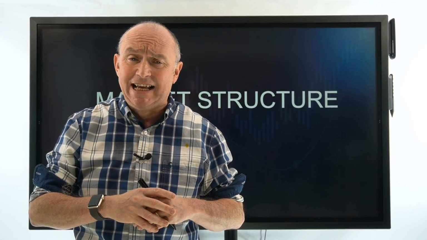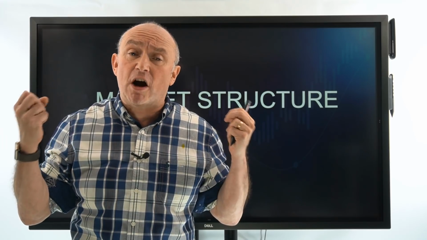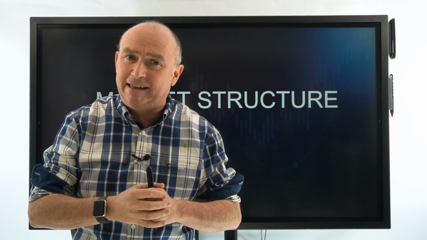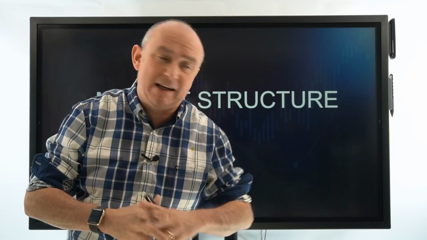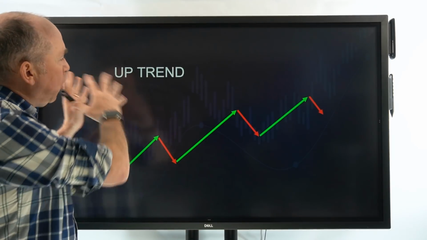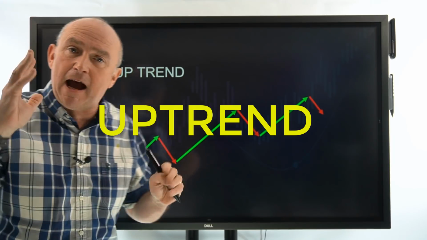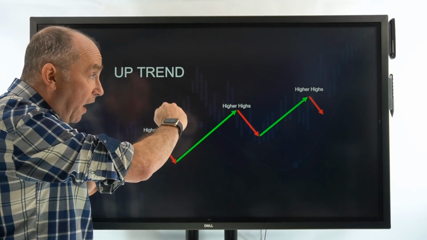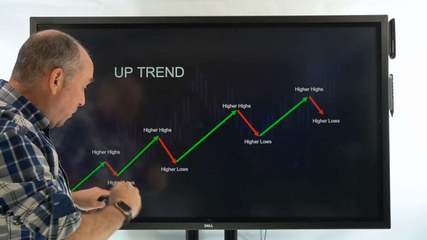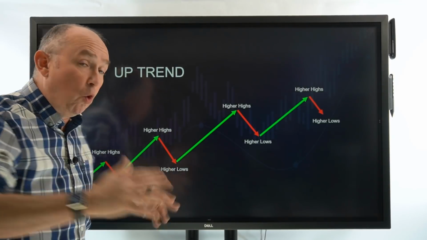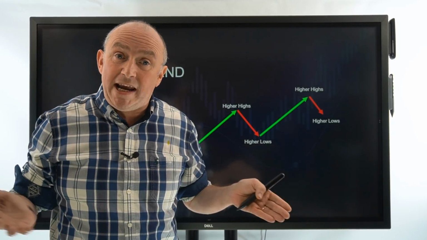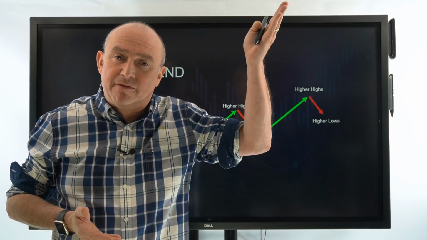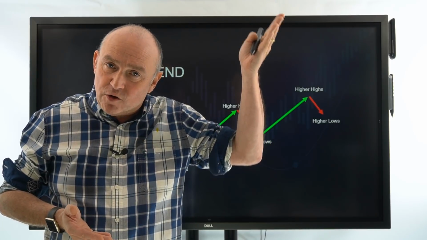Now, before I get into that, let me just talk about the 3 different structural types that we have in the markets. I'm sure most of you will be familiar with these. First up, we've got the uptrend. Now, the uptrend is when you are making a series of higher highs, with a series of higher lows. All markets move in waves. No market just goes in a straight line forever. There always is the corrective wave as well.